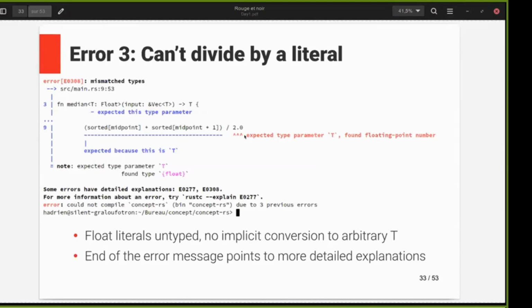And here, the issue is that untyped floating point literals do not have an implicit conversion to an arbitrary type, and they do not have a division operator with arbitrary types. So basically, when the compiler sees this, divided by 2, it has no idea what to do, right? It only knows how to divide values of type T with one another, but it cannot turn the 2.0 into a value of type T, so it's stuck. And then after that, you get some extra explanations linked at the end.